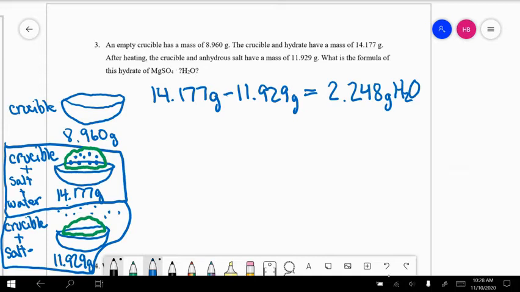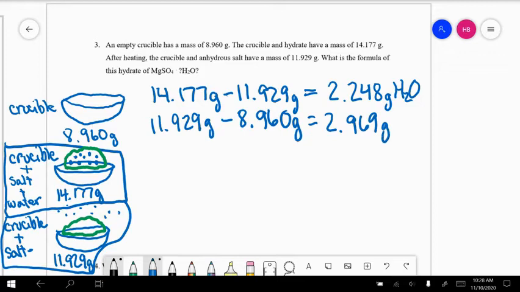Now, if I want to know the mass of just the salt, I would need to take the crucible plus the salt and subtract off the crucible. So that is 11.929 grams minus the crucible, which is 8.960 grams. If you have to draw yourself a picture every single time, go for it, because these are going to be the types of situations where you're going to have to subtract some things to get what you're looking for, sometimes in the lab situation. And this is 2.969 grams of the salt, which is magnesium sulfate.